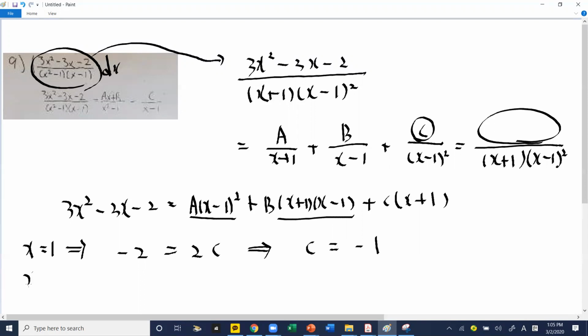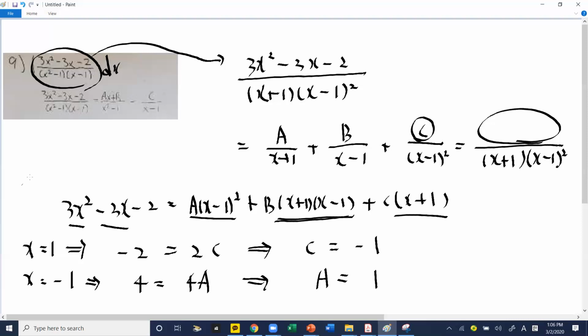Okay, yeah. When x equals negative 1, this is 3, this is also 3, right? So 6 minus 2 is 4, right? When x equals negative 1, this is 0, this is 0. So this is 4A, right? So A equals what? 1. To get B, you can plug in any number, you know?